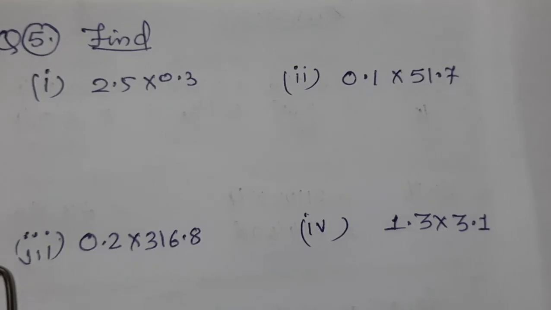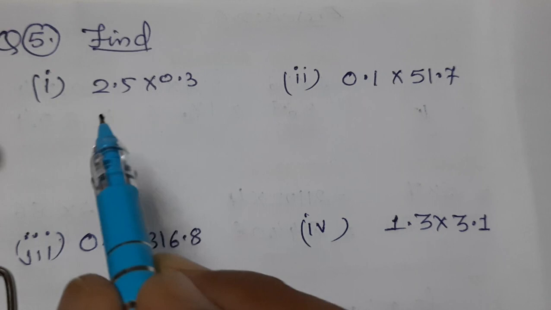Now let us start question number 5, the last question of this exercise. Once again, we simply have to multiply decimal numbers. The rule is the same: ignore the decimal points, multiply simply, and then put the decimal. So in the same way we'll do it.